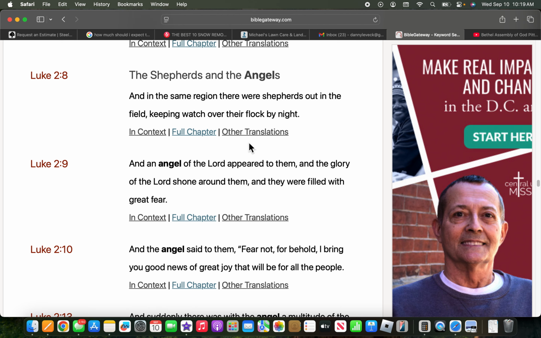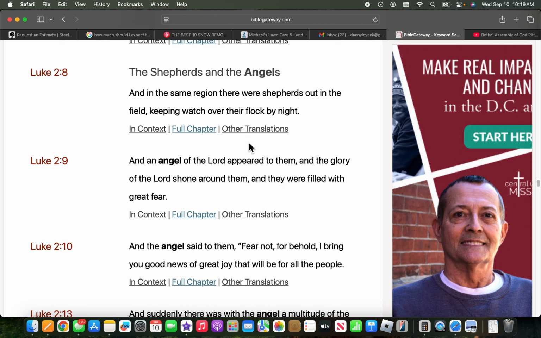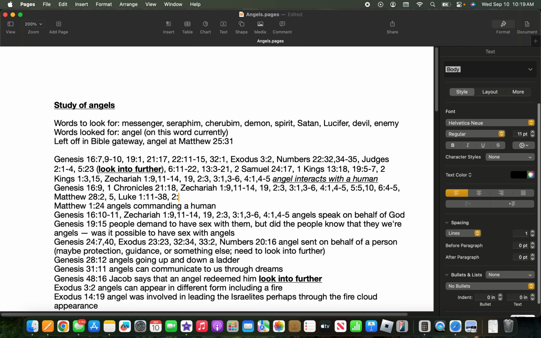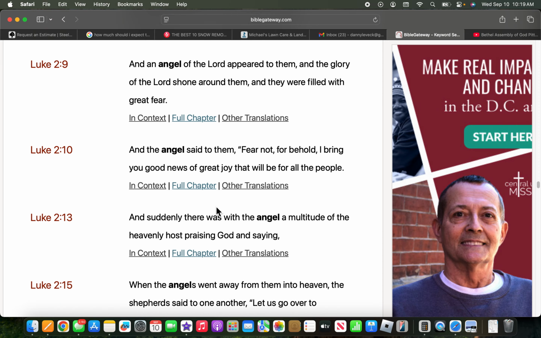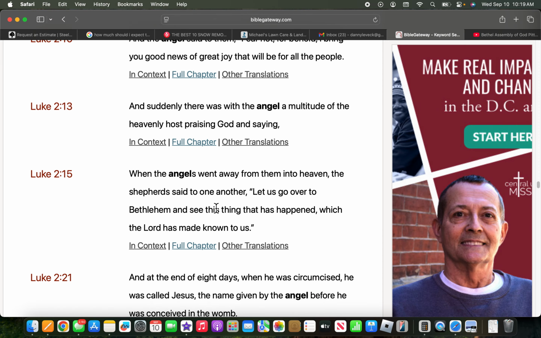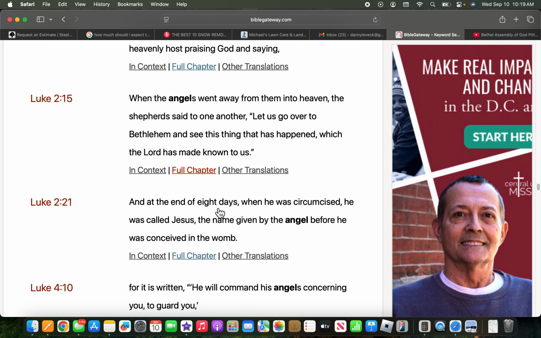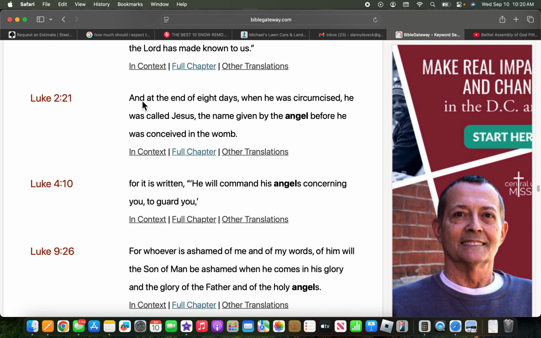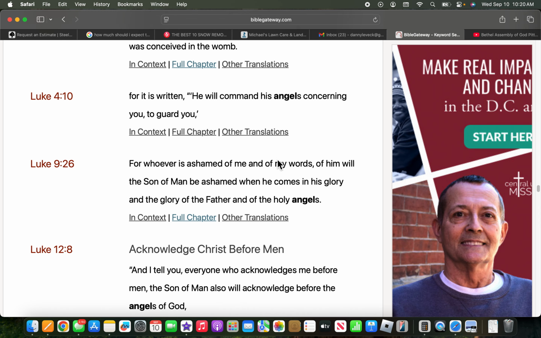Then chapter 2, verse 8. Verse 9. Same thing. This is where the angels are appearing to the shepherds. I'm going to say 9 to 15. This is something different. So we're going to say through 15. And then 21. The end of the 8 days when he was circumcised, he was called Jesus, the name given to him by the angel, which I think this is referring back to that story, so I don't know if we need that.